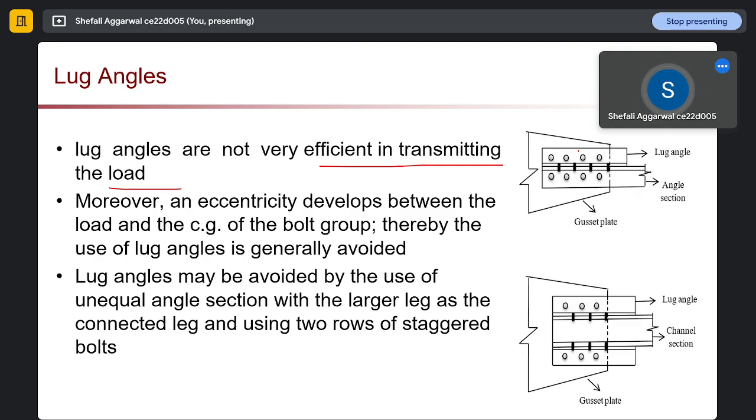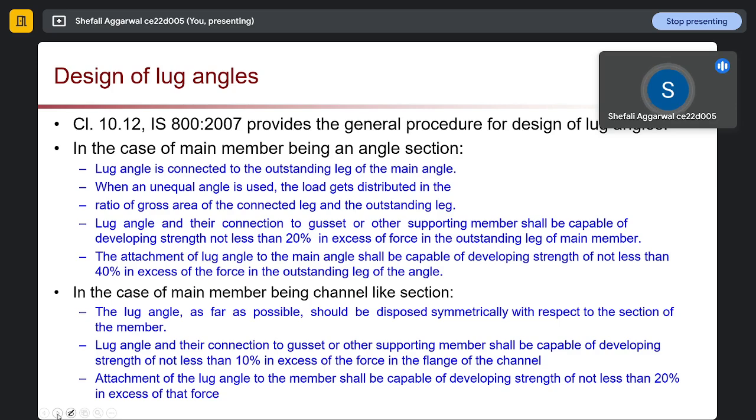So what can be the solution for this thing? We can use two unequal angle sections, with the section with larger leg as the connected leg and using two rows of staggered bolts. So what we are doing, we are using angle section. So we will use a longer length of angle section as a connecting leg and we are using two rows of staggered bolts. Staggered will be like this.